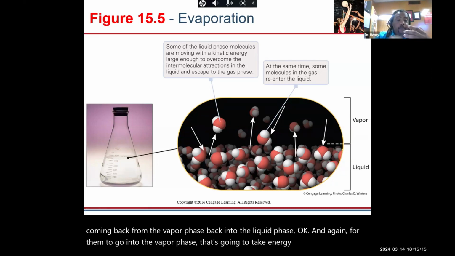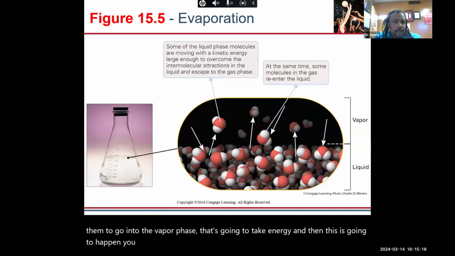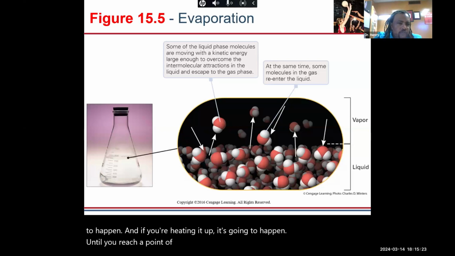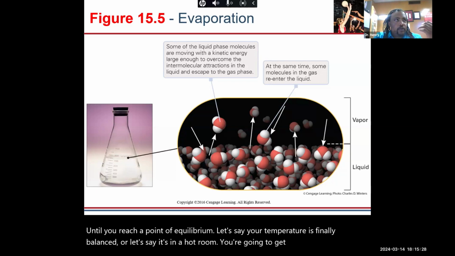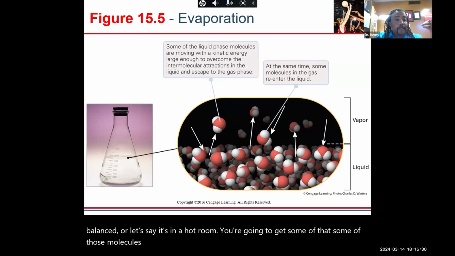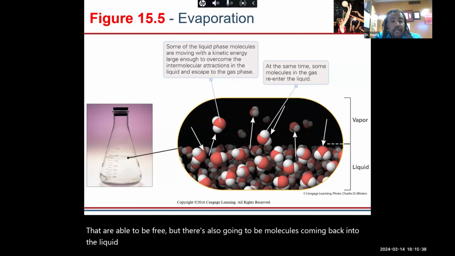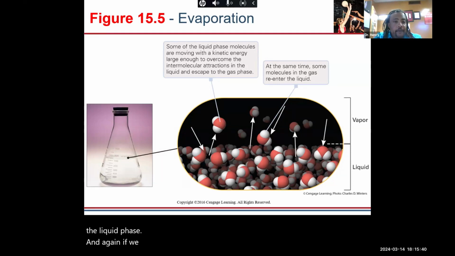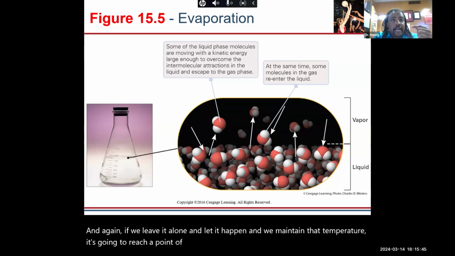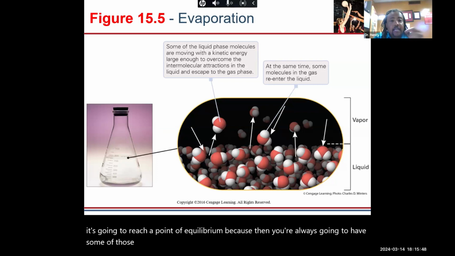And this is going to happen, if you're heating it up, until you reach a point of equilibrium. Let's say your temperature is finally balanced, or let's say it's in a hot room. You're going to get some of those molecules going into the vapor phase and being free, but there are also going to be molecules coming back into the liquid phase. If we leave it alone and maintain that temperature, it's going to reach a point of equilibrium, because you're always going to have some molecules going into the vapor phase and some coming back to the liquid phase.